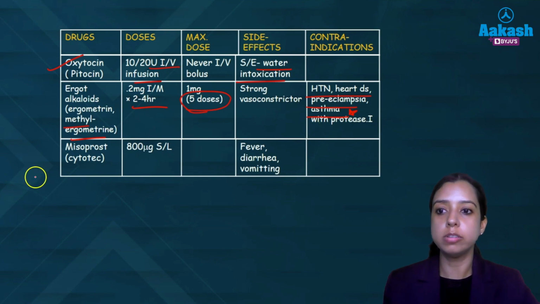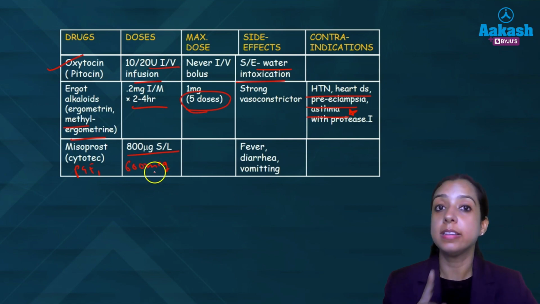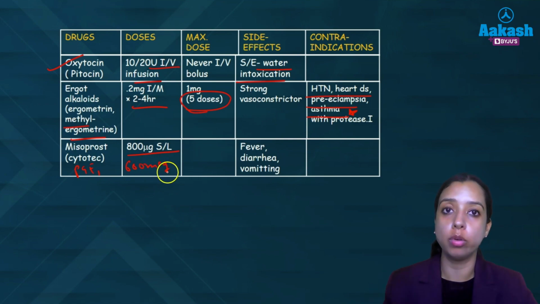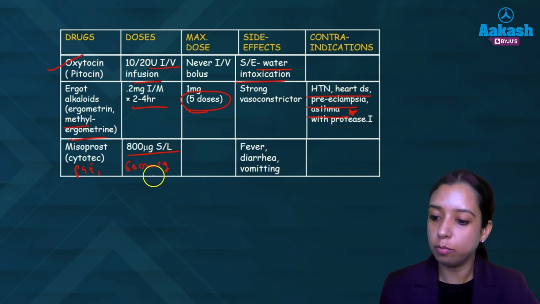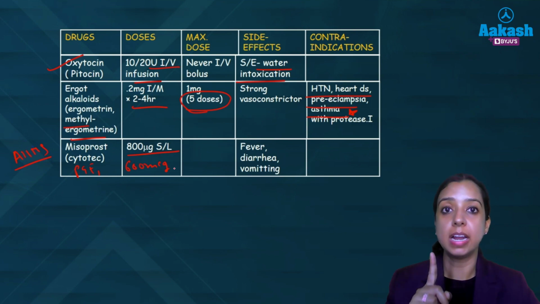Okay. Misoprost is PGE1. The treatment dose of misoprost is 800 micrograms sublingual. Whereas the prophylactic dose, both of the questions have been asked. The prophylactic dose is 600 mcg oral. 600 mcg oral is the prophylaxis dose of misoprost, and the question has been asked in AIIMS. The dose of misoprost both for prophylaxis of PPH and treatment. So you should know this dose, right?